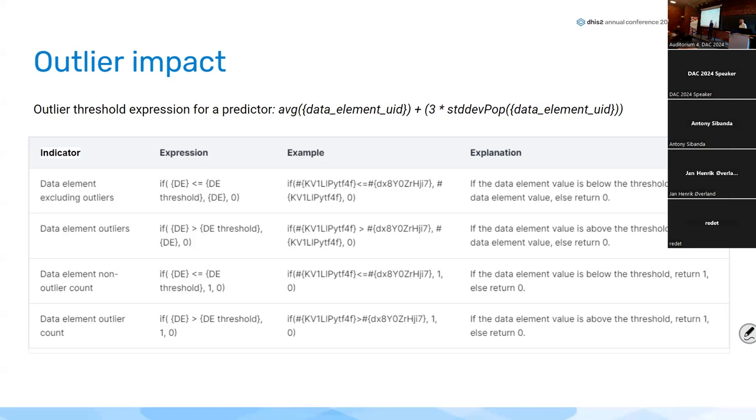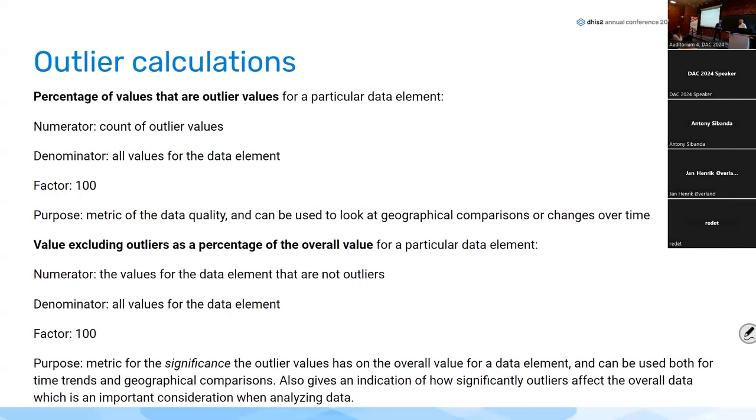So hopefully you're starting to see how we can put these together to give us a percentage of the values that have come in, what percentage are outliers, and of the values that we have, what is the impact of those outliers? Okay, which I think is on the next slide.